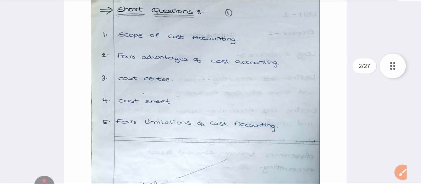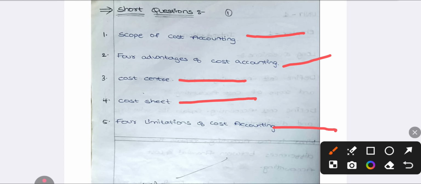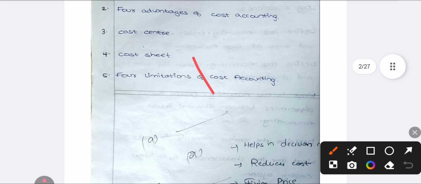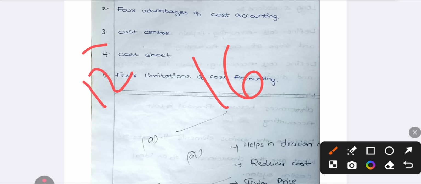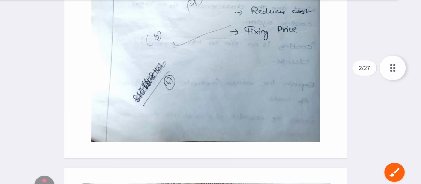So these are the short important questions. Scope of cost accounting, advantages of cost accounting, cost center, cost sheet and limitations of cost accounting. These short questions will be covered in the long ones as well. So just prepare those 3 questions, and you will get 16 marks weightage, because 12 marks is a compulsory long question and 4 marks is a compulsory short question. So okay, 16 marks weightage.